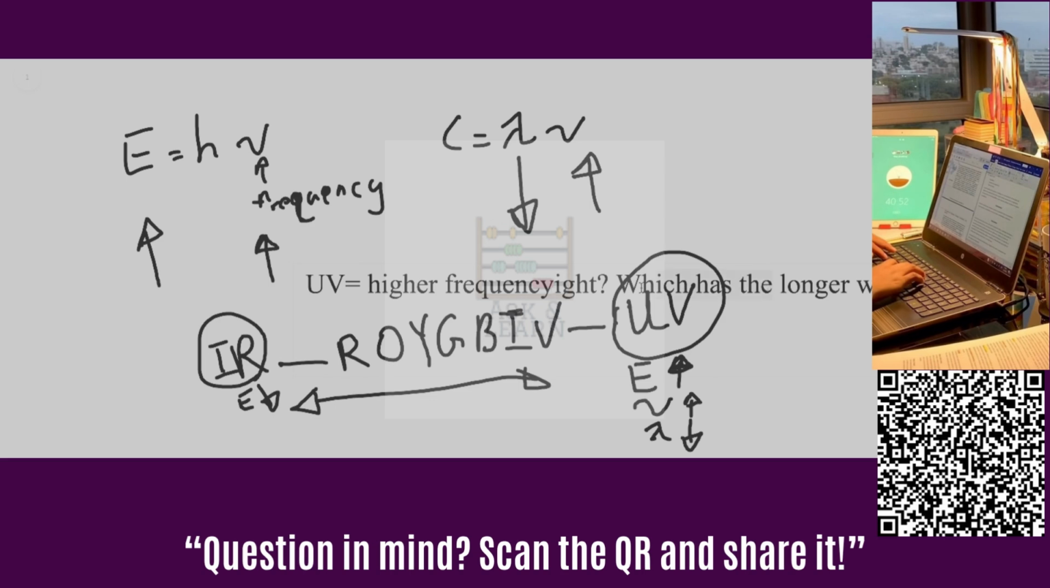Which one has a longer wavelength? So let's think about longer wavelengths. That would be infrared. IR would be longer wavelengths. And then which one has a greater energy? Again, greater energy is going to be UV. UV is going to have a greater energy.